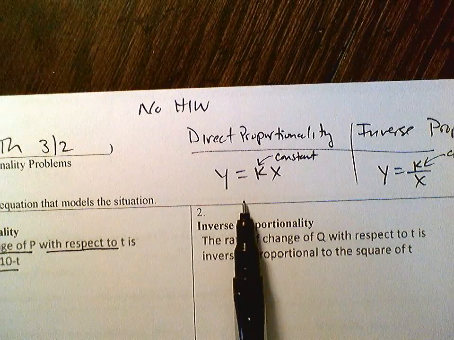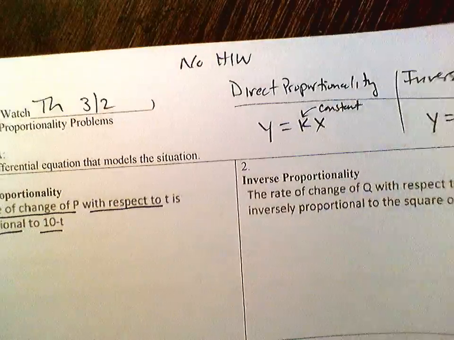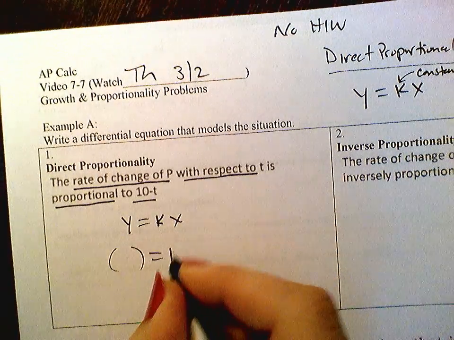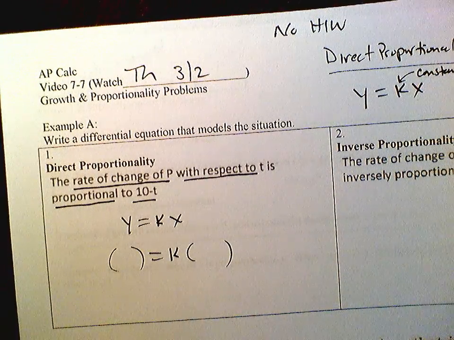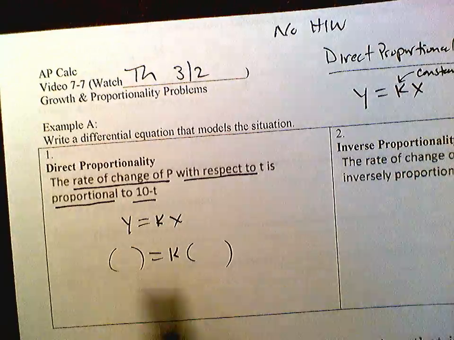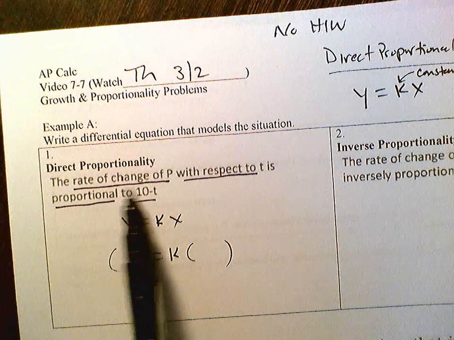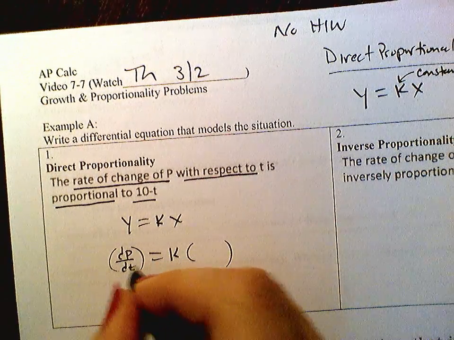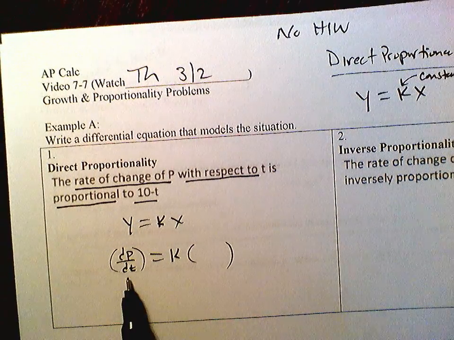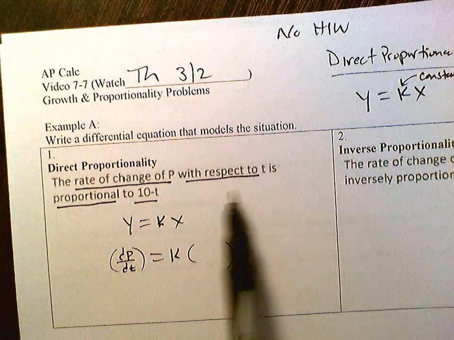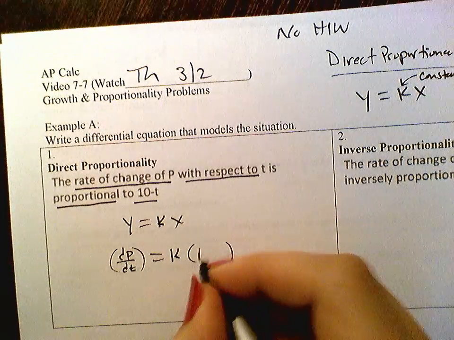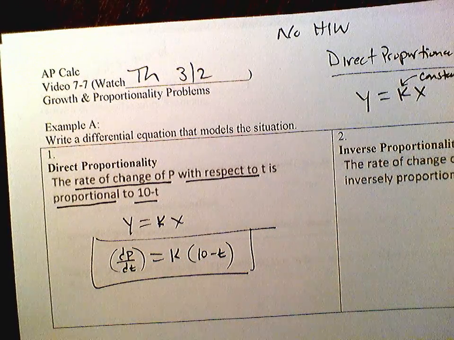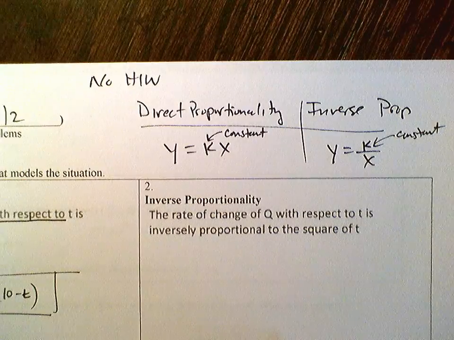So the first thing I'll do is I'll write down the direct proportionality formula. So I've got y is equal to kx, and then I'll leave blanks where y and x were. So what is directly proportional to what? So the rate of change of p with respect to t. So that's what's going to go in for y. So dp dt. So dp dt is directly proportional to what? Is proportional to 10 minus t. Okay? So we've translated that sentence into math language.